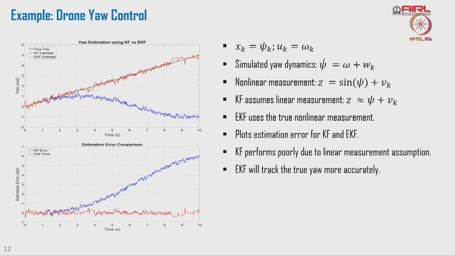Okay. Now we have one example of drone yaw control. You have seen this example in the Kalman filter lecture also. What we have here is a state x_k which is the yaw angle psi_k. So, this is the yaw angle. Then we have a control input u_k which is the yaw rate.